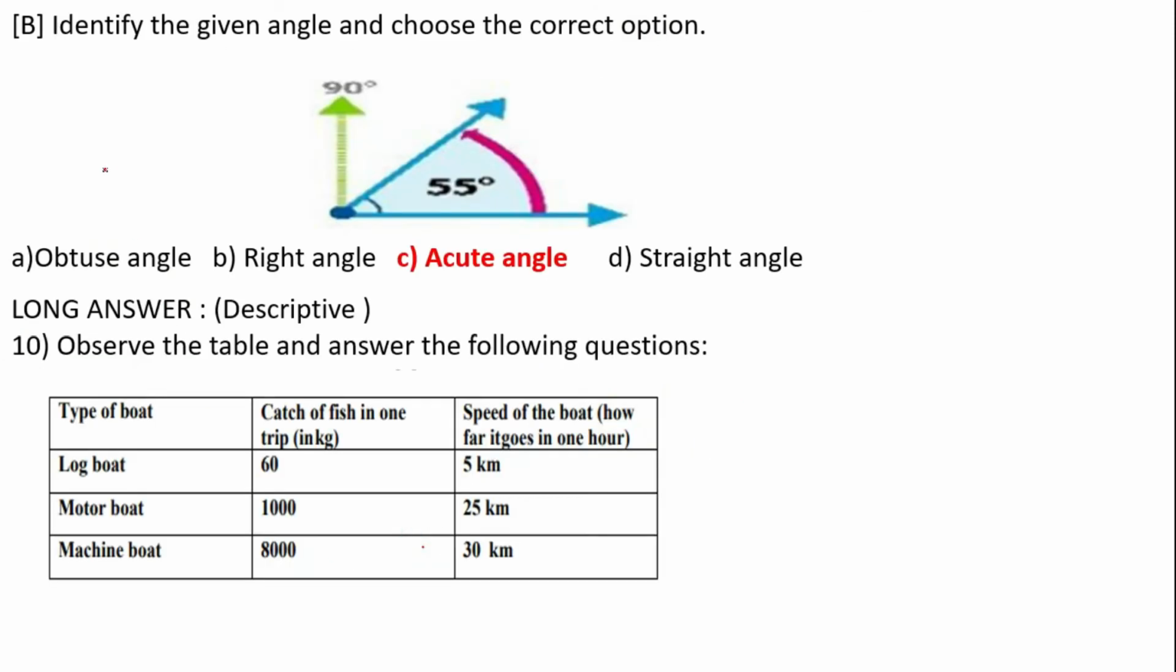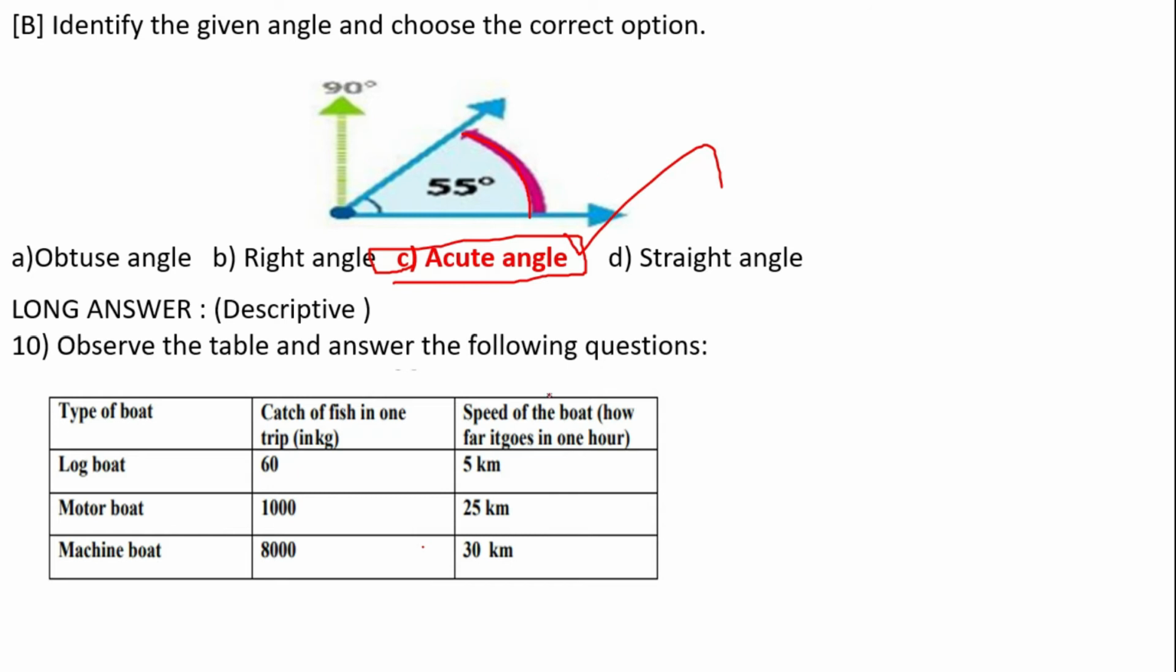Identify the given angle and select the correct option. Here you can find the angle is 55 degree. 55 degree you know very well, acute angle. It is less than 90 degree, it is acute angle only. So option is C.